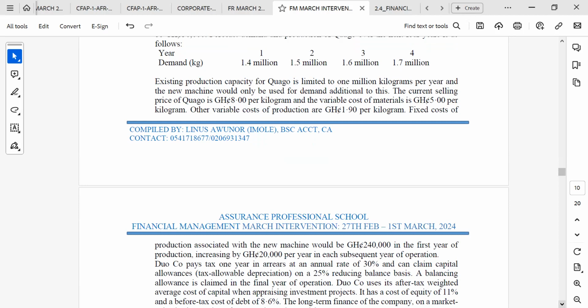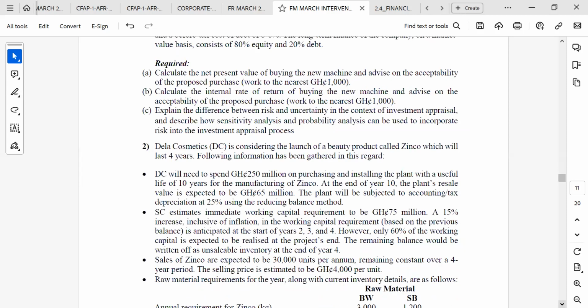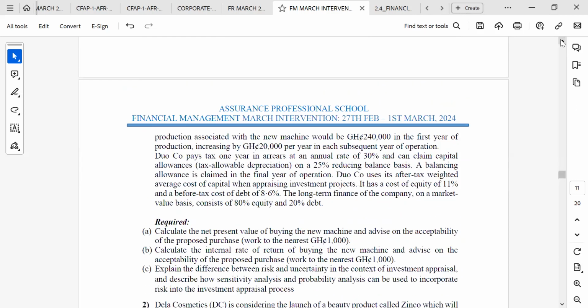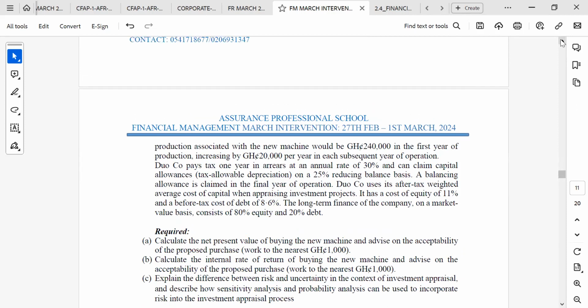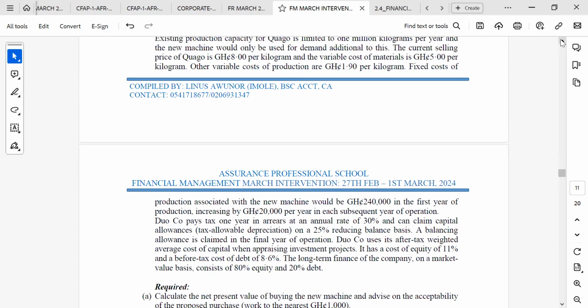DIOCO pays tax 1 year in arrears at an annual rate of 30% and can claim capital allowance, that's tax allowable depreciation, on a 25% reducing balance basis. A balancing allowance is claimed in the final year of operation. DIOCO uses its after-tax weighted average cost of capital when appraising investment projects. It has a cost of equity of 11% and a before-tax cost of debt of 8.6%. The long-term finance of the company on a market value basis consists of 80% equity and 20% debt.